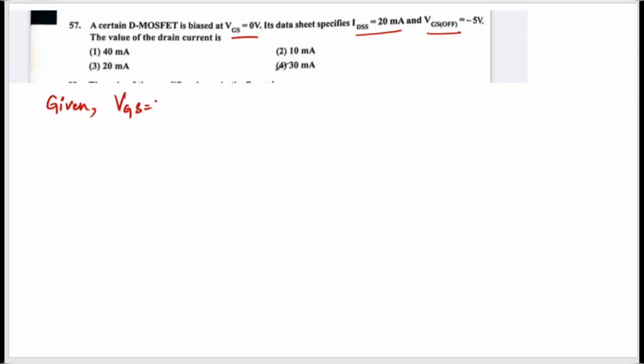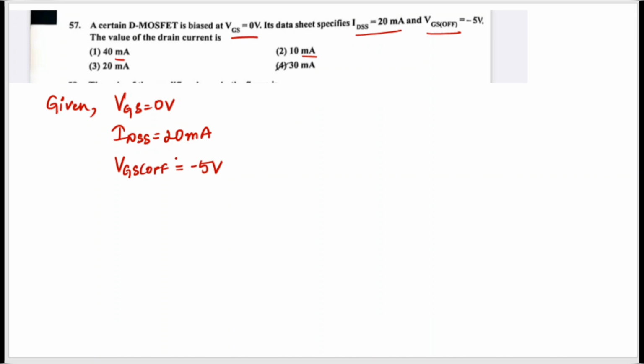VGS is equal to 0 volt, and they have given IDSS. What does this IDSS mean? Drain source saturation current. They have given IDSS equal to 20 milliampere. It is 10 to the power of minus 3 ampere, you can take it like that also. You can keep it like this also, because they have given the options in terms of milliamperes only, not in amperes. Now they have given VGS off. What does this mean? The gate source cutoff voltage. The value is minus 5 volts.